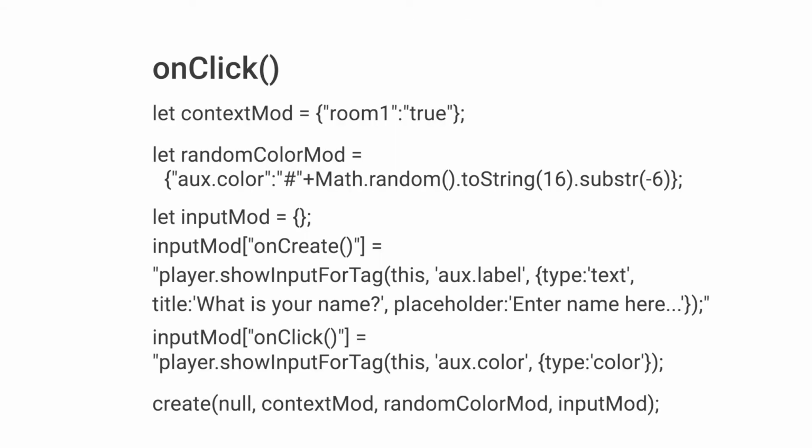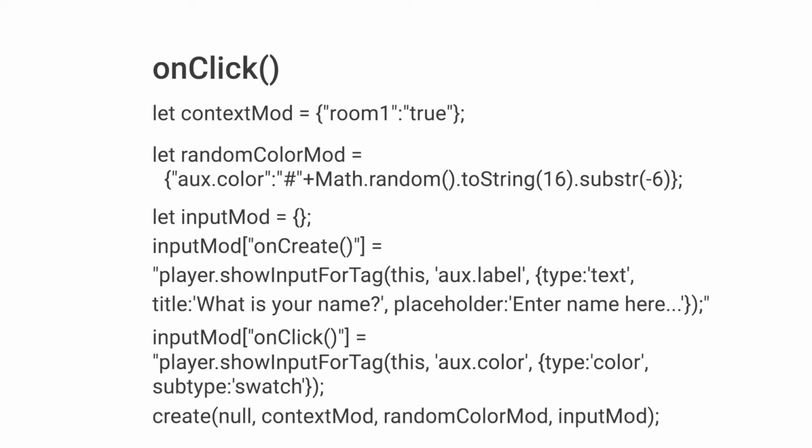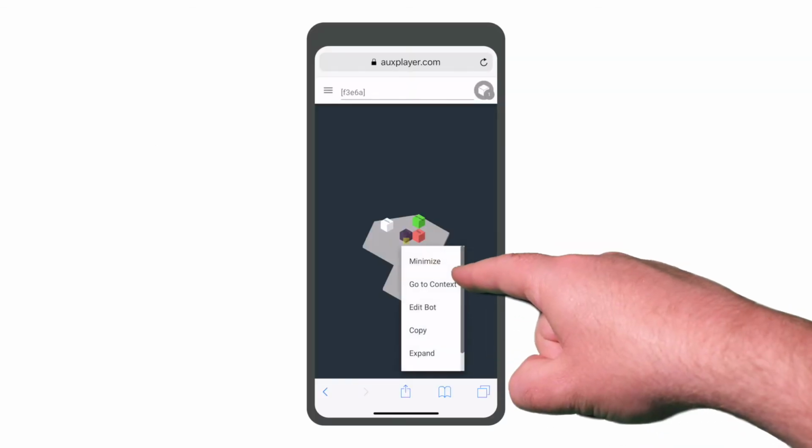So jumping back into our onClick event where we have our script. Right now we have type, the color, because we want the user to insert a color they want. We can also have a subtype. Right now it's set to the default, which is basic, but we could also set it to swatch, which will visualize the color picker differently. So let's jump and see what that looks like. All right, and let's jump back into the context.